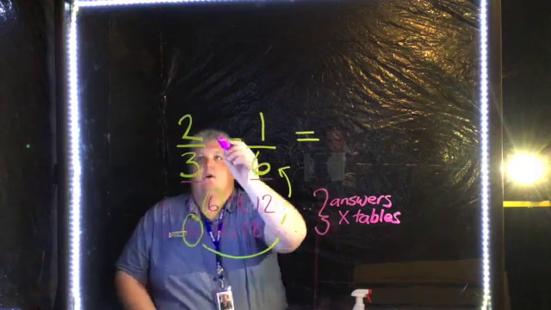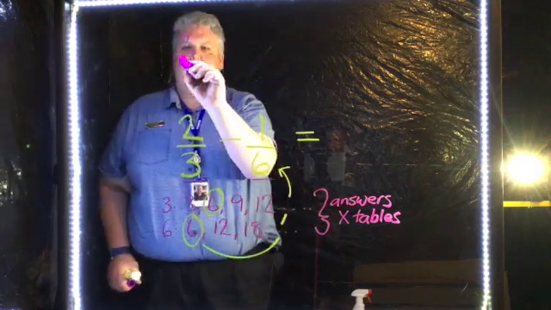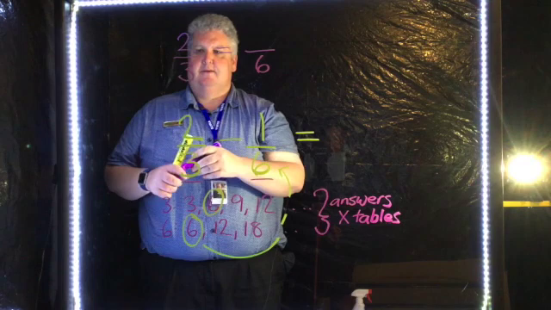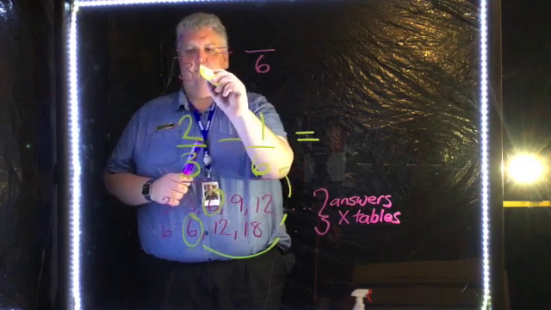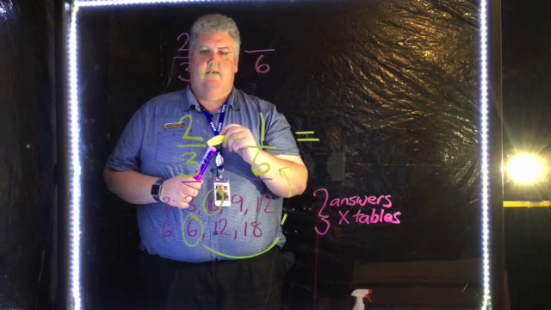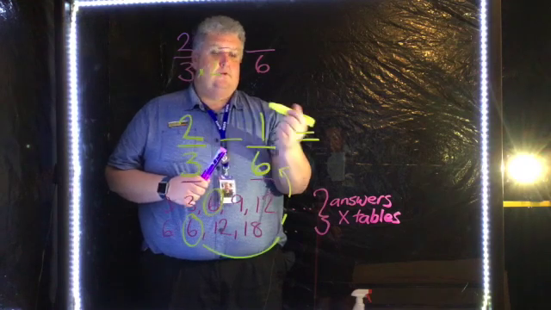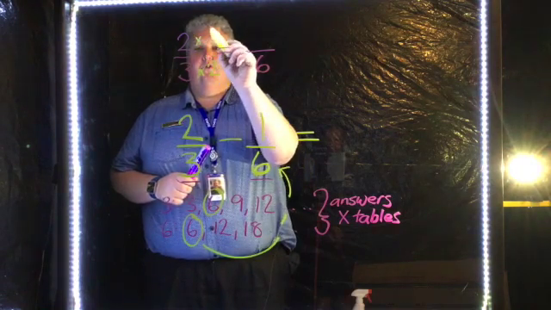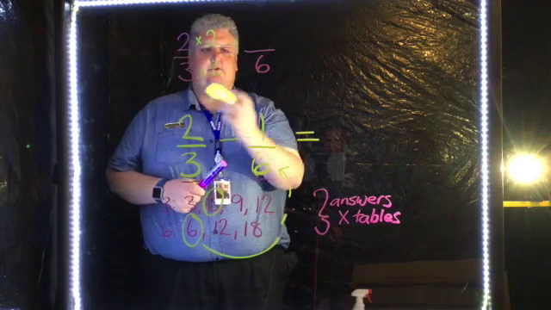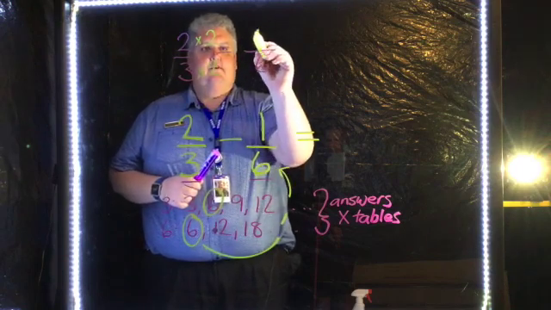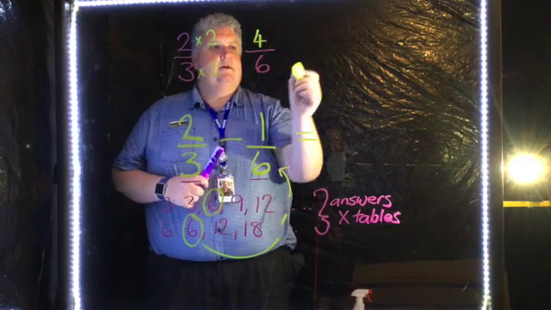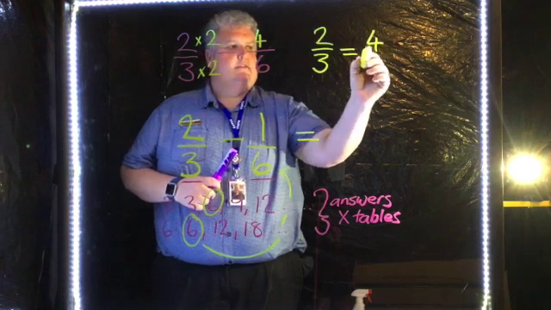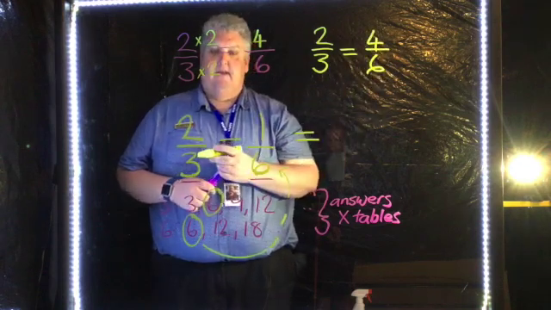So if we think to ourselves, what do we have to do to 2/3 to equal so many sixths? And because we know our 2 times tables, 3 times 2 is 6. Now, we know because of our guidelines that if we do it to the denominator, we've got to do it to the numerator. So 3 times 2 is 6, 2 times 2 is 4. So we know now that 2/3 is the same as 4/6. So we can go back and solve our problem.